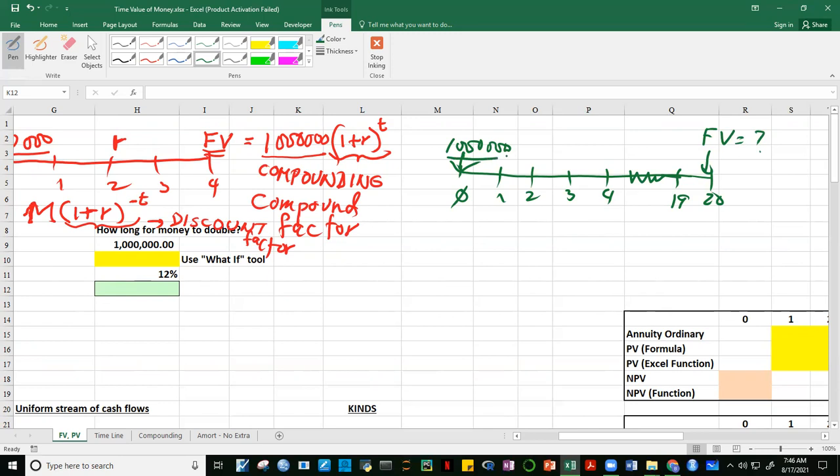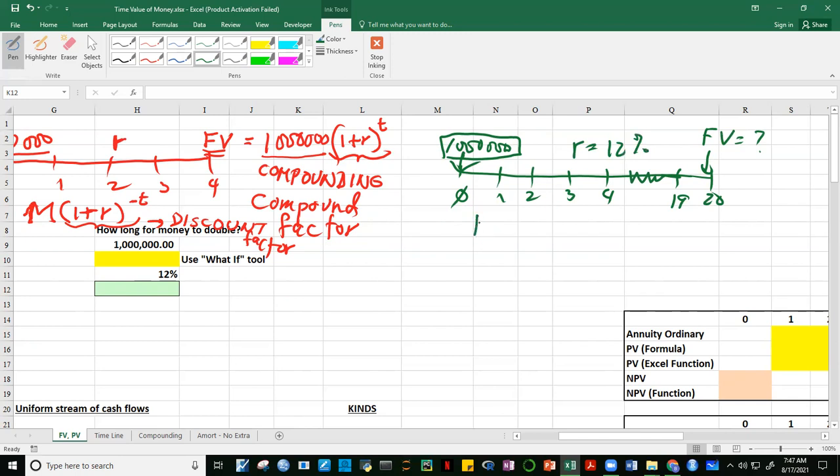Notice, guys, it's only one cash flow, the 1 million now. We want to get the equivalent value after 20 years if the rate of return is 12%. That's the problem we're looking for. Okay, we can do this, guys.